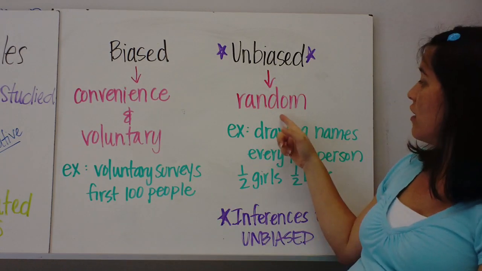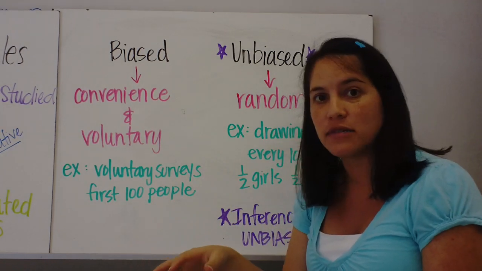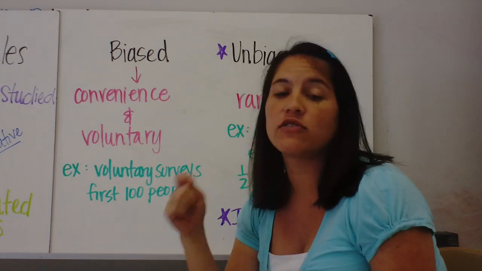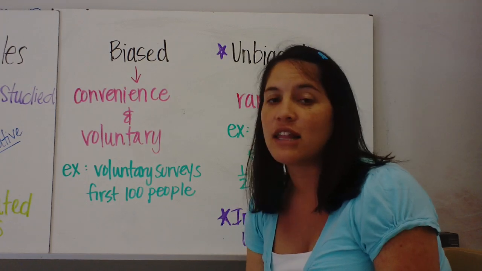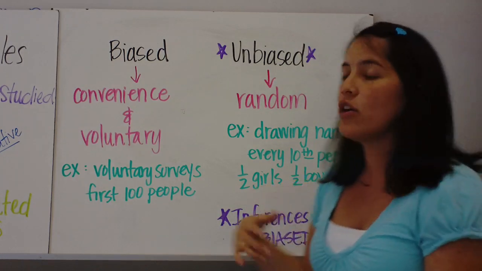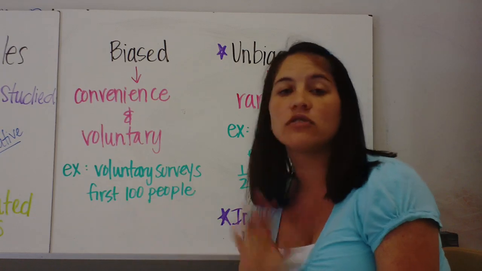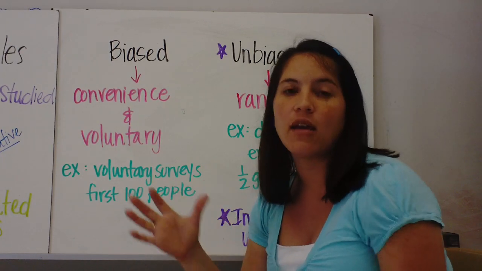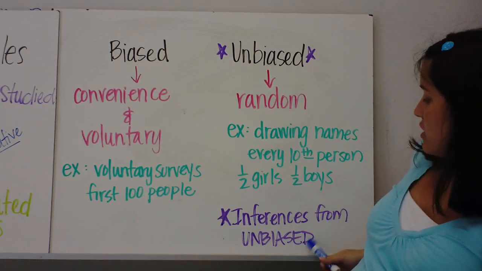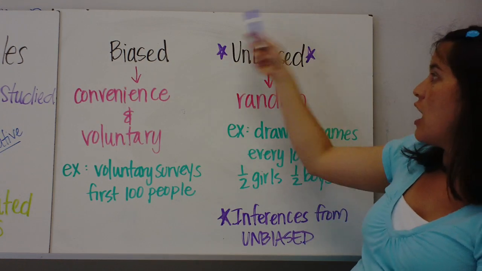For example, drawing names out of a hat. If everybody's name is in a hat, that would be random, that would be unbiased. Every 10th person, so let's say we're at Walmart, and you're going to survey every 10th person that walks in, then that is not a convenience. That is going to get a random sample. Or let's say you split it up and you want to survey half boys and half girls. You do 25 girls and 25 boys, and you would make it even and random. And inferences come from unbiased data.